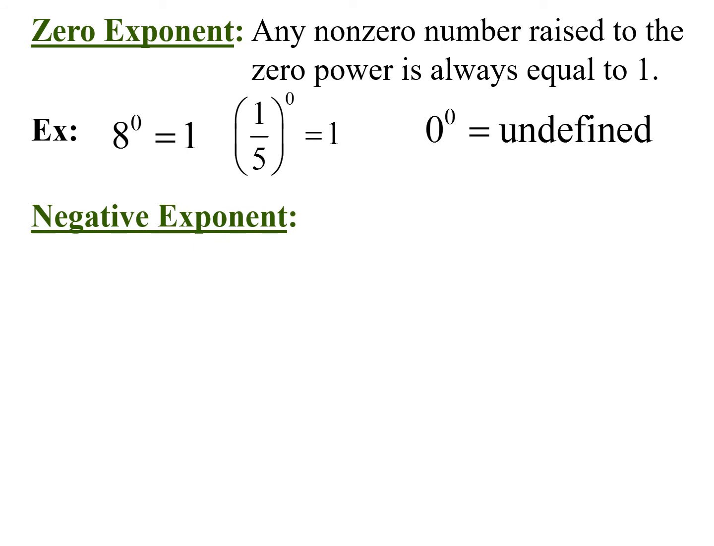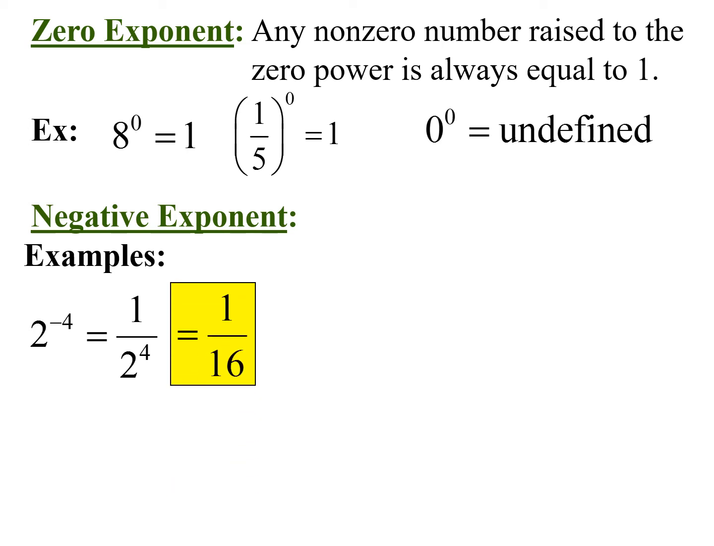Next, let's talk about negative exponents. When I have a negative exponent, we want it to switch levels. So for example, if I have 2 to the negative 4th power, I want it to go from a numerator into a denominator so that it can become positive. So 2 to the negative 4th power is 1 over 2 to the 4th power. 2 to the 4th power is 16, so I have 1 over 16.